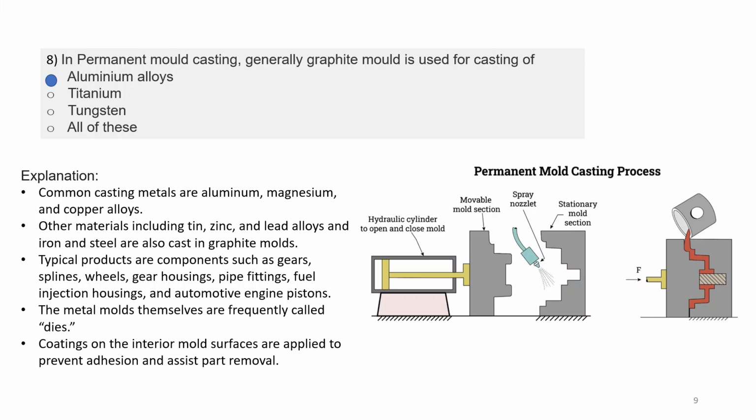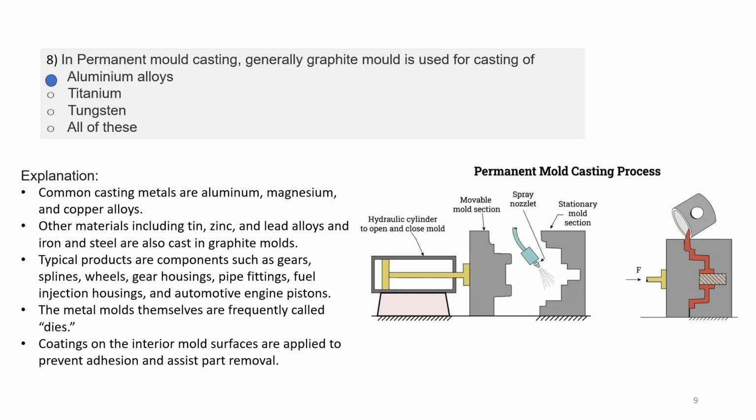Next question is, in permanent mold casting, generally graphite mold is used for casting of. Options are aluminum alloys, titanium, tungsten, and all of these. So answer will be aluminum alloys. Common casting metals are aluminum, magnesium, copper alloys, tin, zinc, and lead alloys, and also iron and steel, which can also be cast in graphite molds.